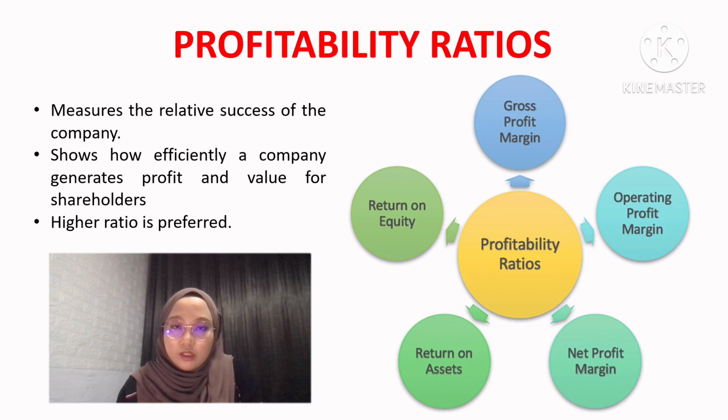Moving on with the presentation, I will be explaining the profitability ratios. This is a ratio that measures the relative success of the company. It shows how efficiently a company generates profit and value for its shareholders. Generally, a higher ratio is preferred. There are some profitability ratios, for example, gross profit margin, operating profit margin, net profit margin, return on assets, and return on equity. For this assignment, we will only be looking at the operating profit margin and return on equity.